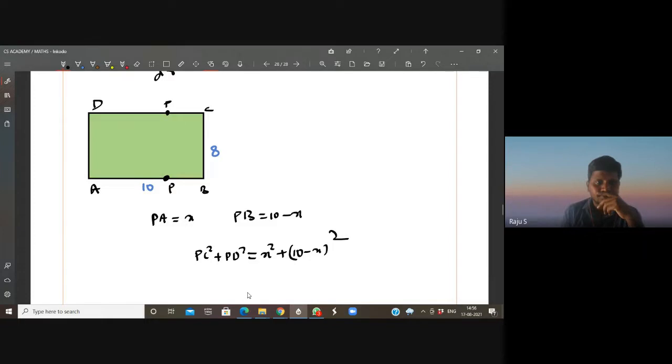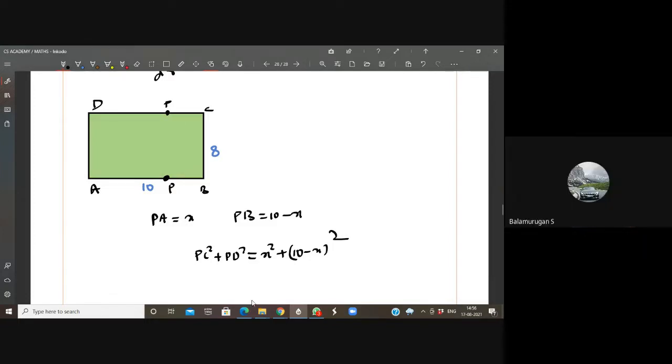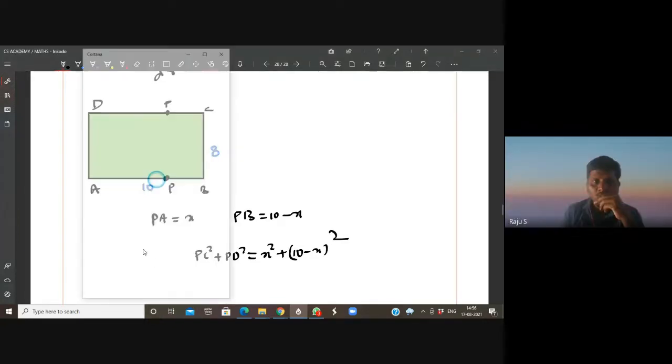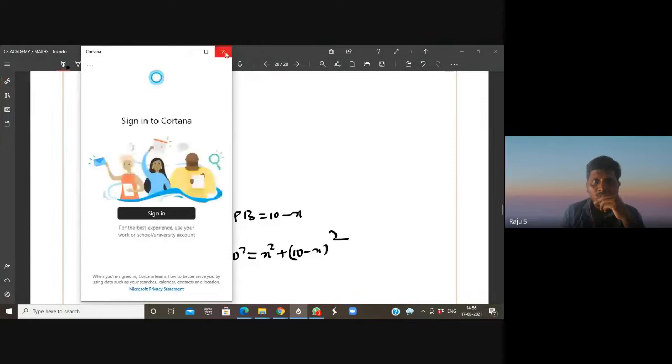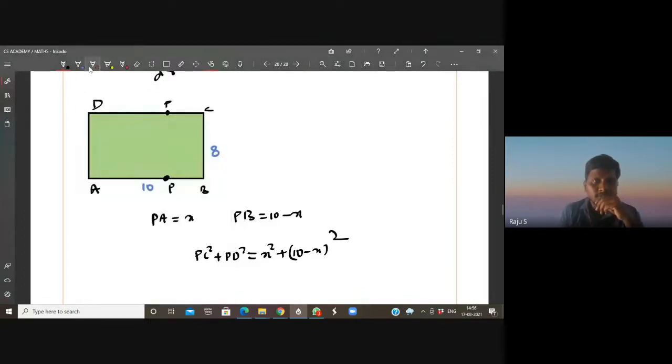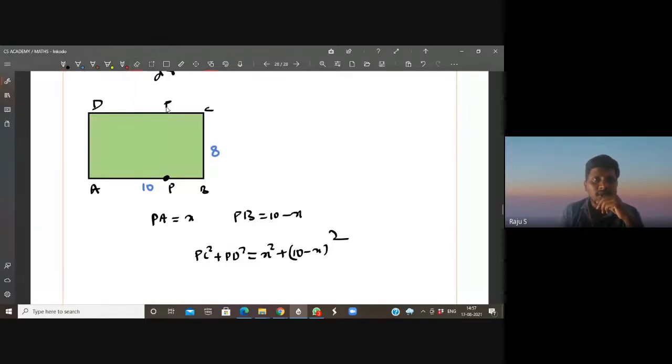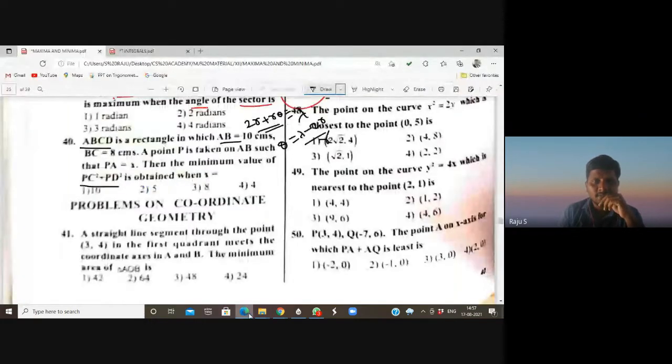How can we have two P points, sir? Sorry, I thought P would be here only. We cannot take that; that is a different question actually. They are asking for the PC square plus PD square value. Right, students?